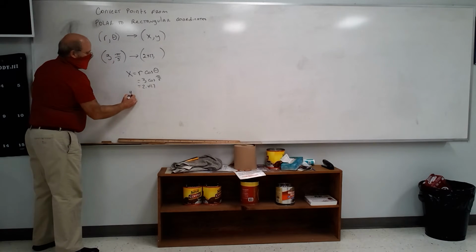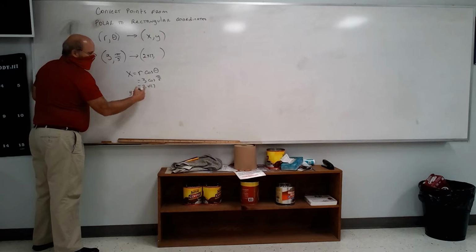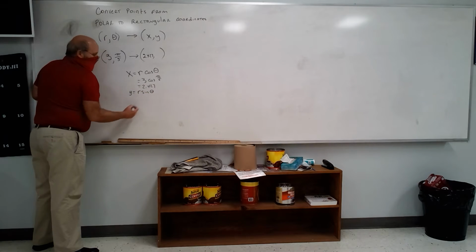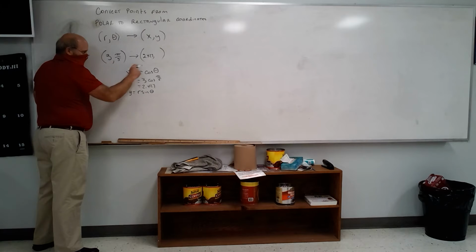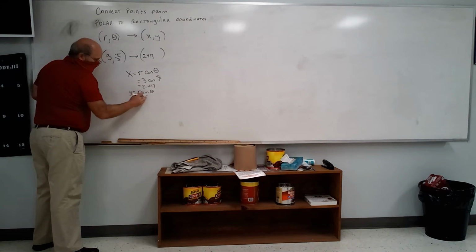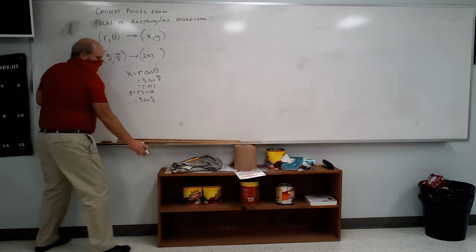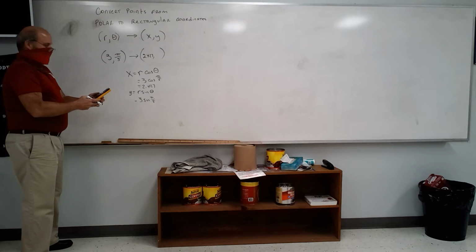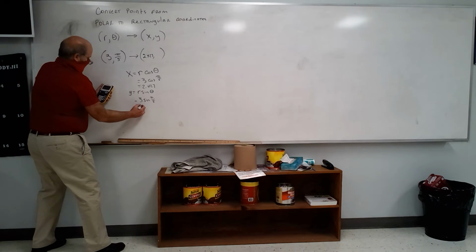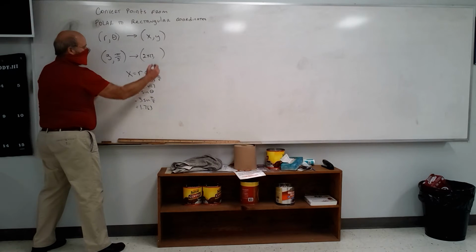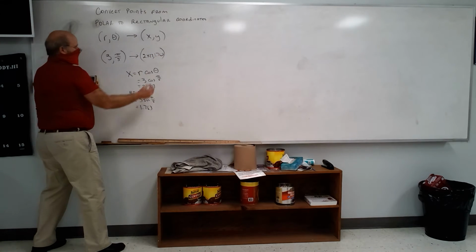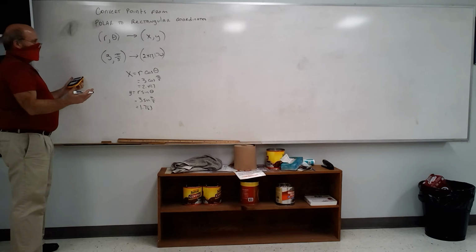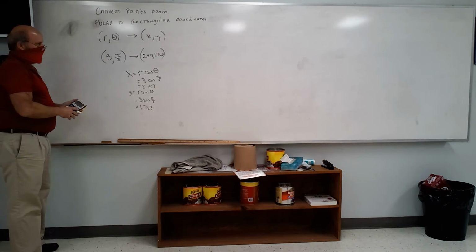The y coordinate, you might already guess. You know math teaches itself, right? R times sine theta. That's how you convert from polar coordinates to rectangular coordinates. X is r times cosine theta. Y is r times sine theta. 3 times sine pi over 5 gives 1.763. That's how you convert a point from polar coordinates to rectangular coordinates.